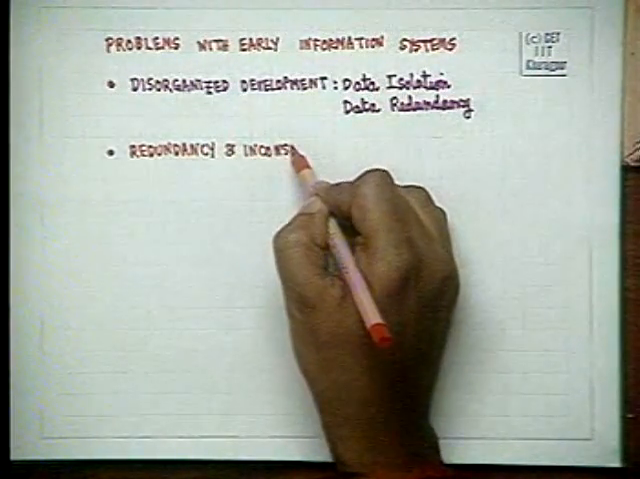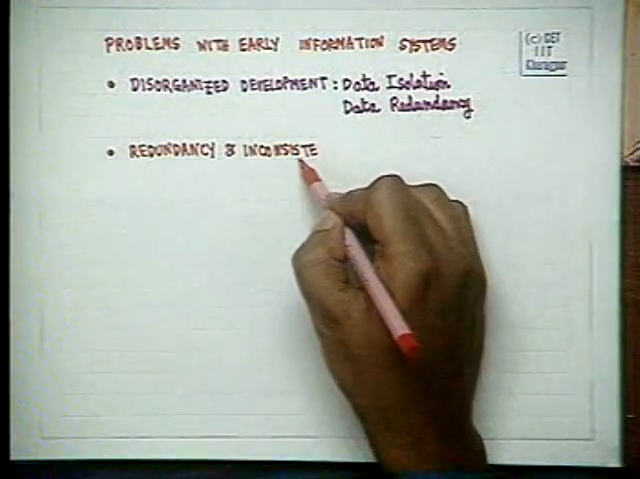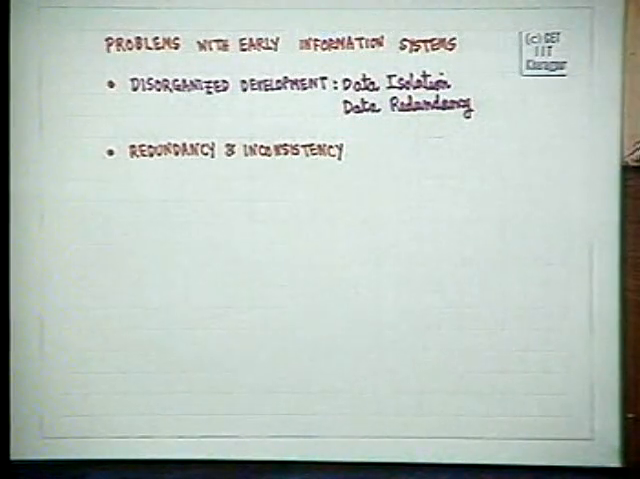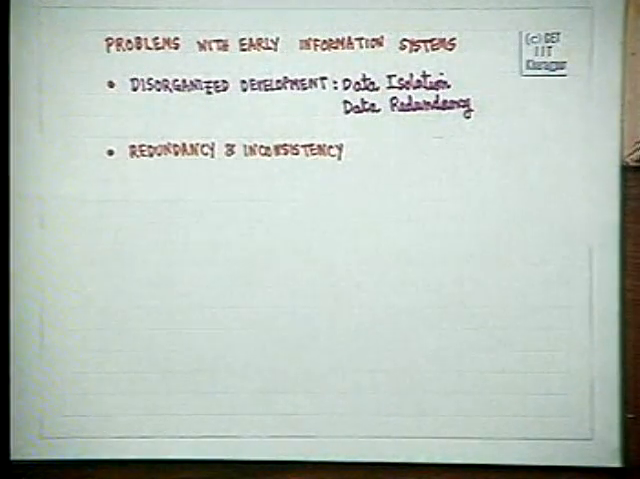Inconsistency. When data becomes redundant, that means there are multiple copies of the same data at multiple places, and people do not know, all of them do not know, which data is where.